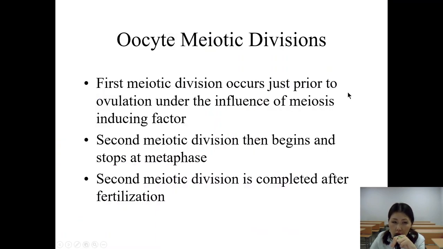Oocyte meiotic divisions. The first meiotic division occurs just prior to ovulation under the influence of meiosis inducing factor. The second meiotic division then begins and stops at metaphase. The second meiotic division is completed after fertilization.